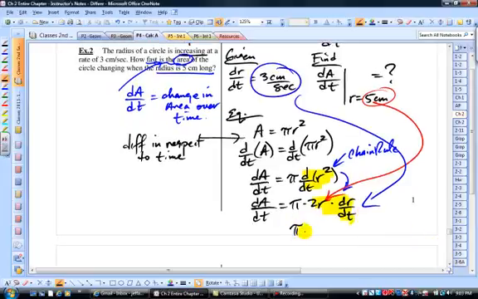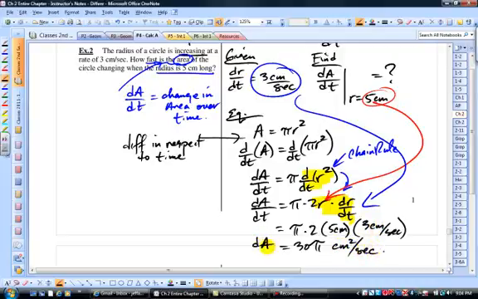I've got pi times 2 times the radius, which is 5 centimeters, put the units in there, times dr/dt, which is 3 centimeters for every second. If you multiply all this out, you get 2 times 5 or 10, times 3 is 30, times pi is 30 pi. Centimeters times centimeters is square centimeters for every second.